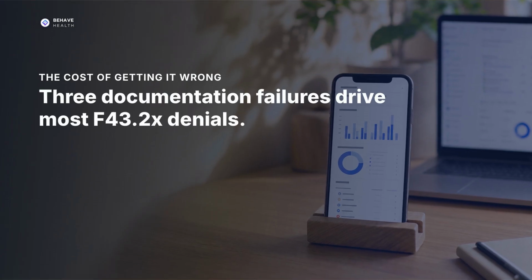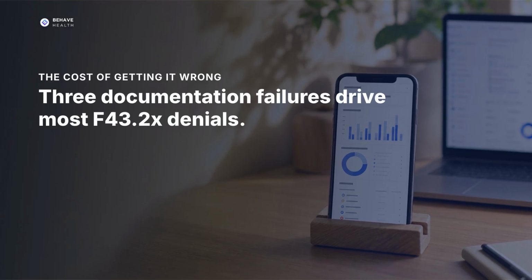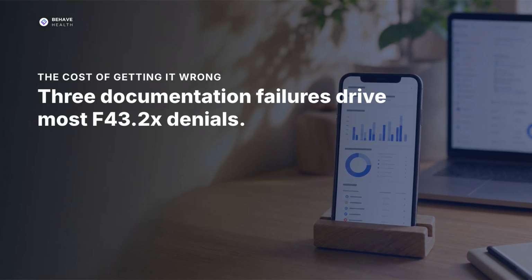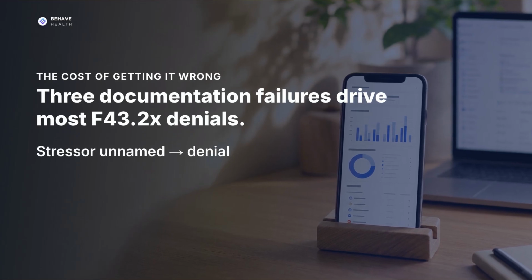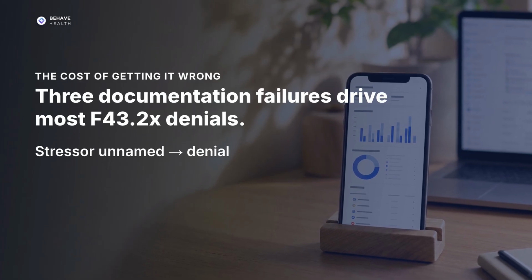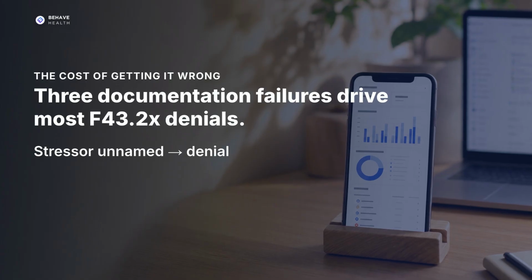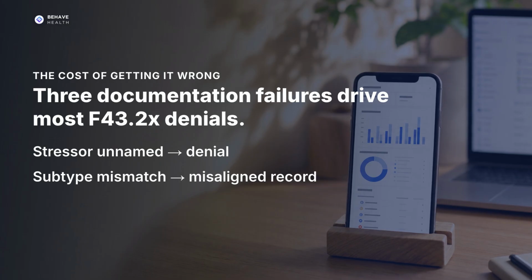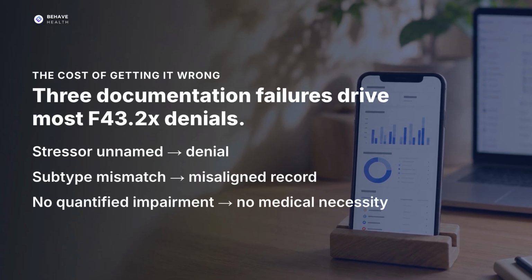Adjustment disorder claims are not denied because the diagnosis is invalid. They are denied because the documentation fails 3 specific tests. A stressor not named and dated at intake is the leading cause of F43.2X denials. Billing F41.9 when the chart says adjustment disorder with anxiety creates a mismatch that compounds in audit reviews. Without measurable functional impairment at intake, payers have no basis to confirm medical necessity.